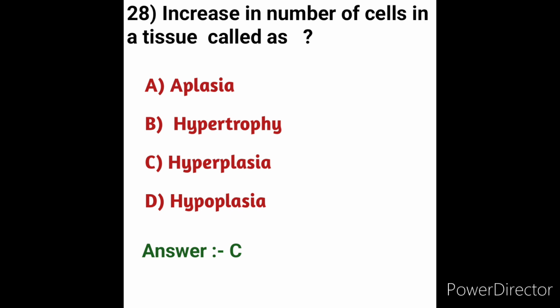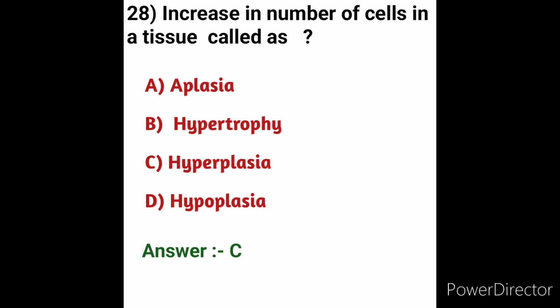What is hypertrophy? Hypertrophy results from an increase in cell size. Next, what is hyperplasia? Hyperplasia means an increased number of cells in the tissue. So here option C is the correct answer. What is hypoplasia? Hypoplasia means lack of cells in an organ or tissue. So the lack of cells in the organ or tissue is called hypoplasia.